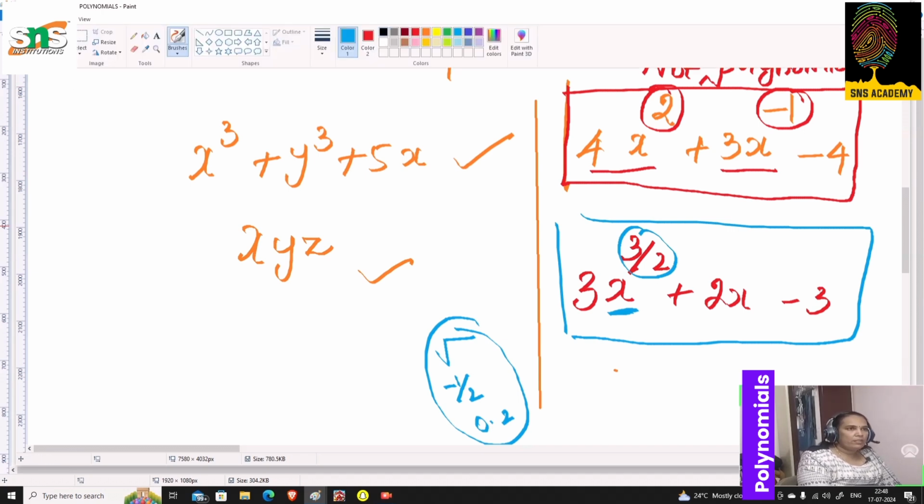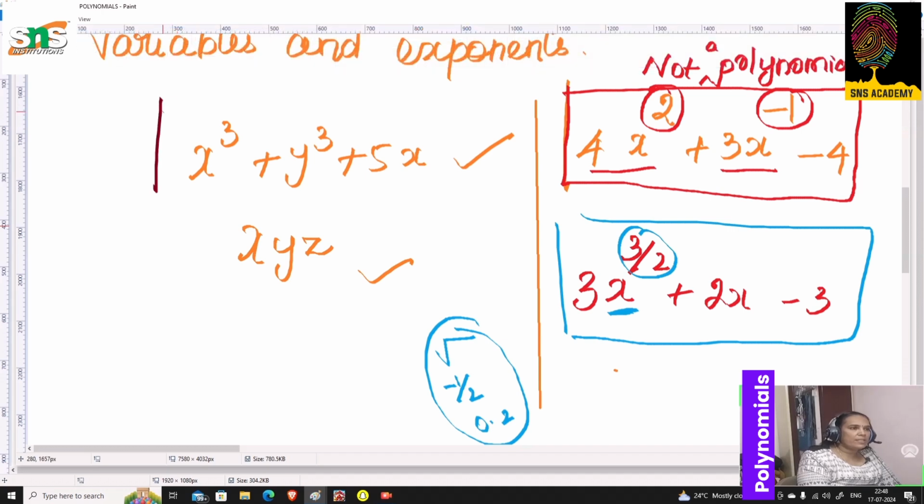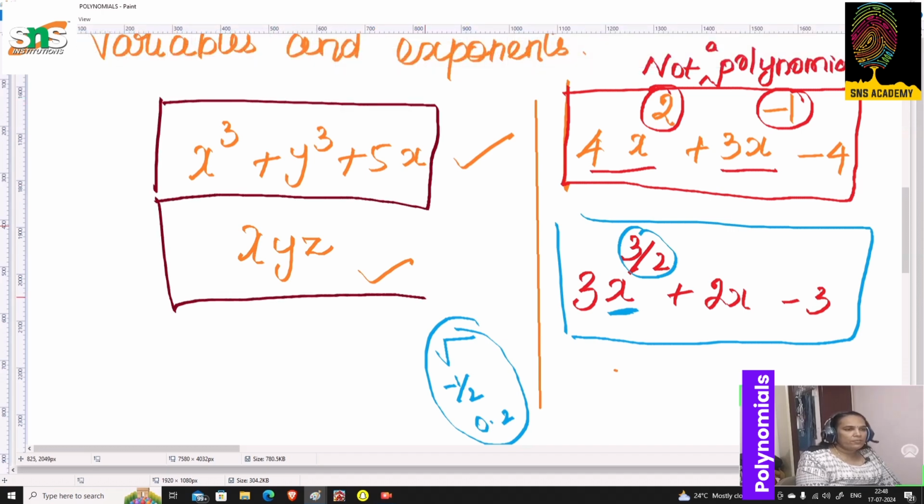On the left hand side, I have given some examples. If you observe these examples, the power of each term is a positive integer. So the left hand side examples are polynomials and the right hand side examples are not polynomials.